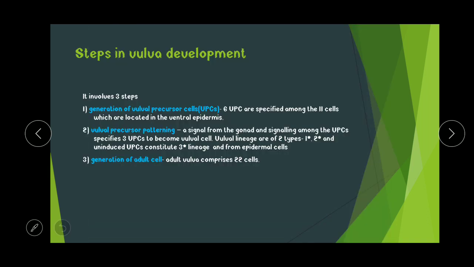Now what are the steps in vulva development? There are 3 steps. First, generation of the vulval precursor cells, the VPCs. 6 VPCs are specified from the 11 hypodermal cells, or dermal cells, lying in the ventral position. Hypodermal means below the dermis. So they are specified among the 11 cells located in the ventral epidermis, also called the hypodermis. Then comes vulval precursor patterning, which involves a signal from the gonad and signaling from the anchor cell.